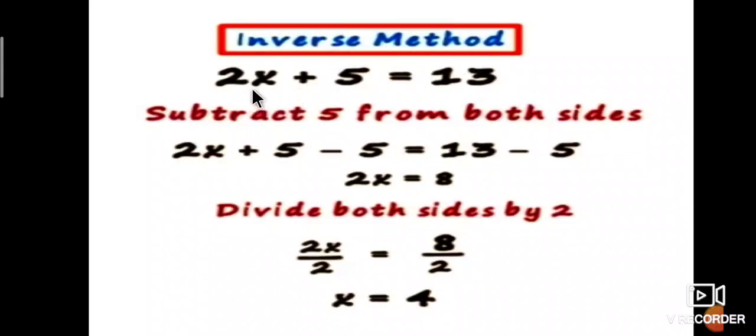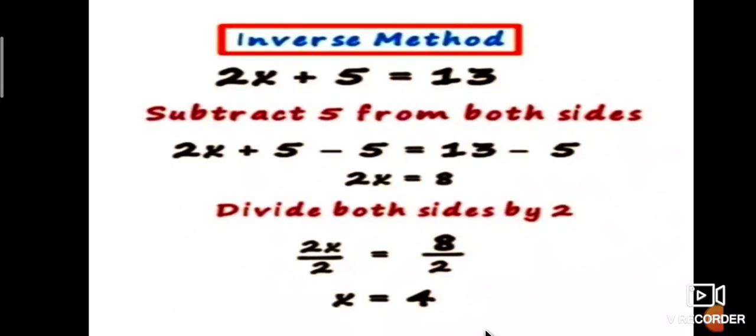Solve the equation 2x plus 5 is equal to 13 by the inverse method. Subtract 5 from both sides. Therefore, 2x plus 5 minus 5 is equal to 13 minus 5. The plus 5 and minus 5 cancel, so you get 13 minus 5. Therefore, 2x is equal to 8. Divide both sides by 2. Therefore, 2x by 2 is equal to 8 by 2. The 2s cancel, and x is equal to 4.